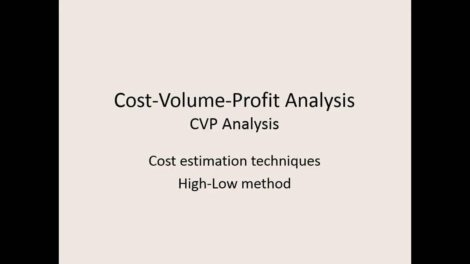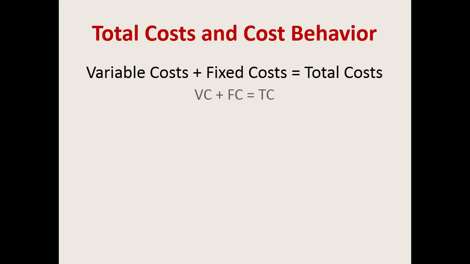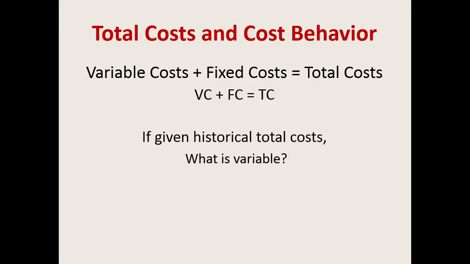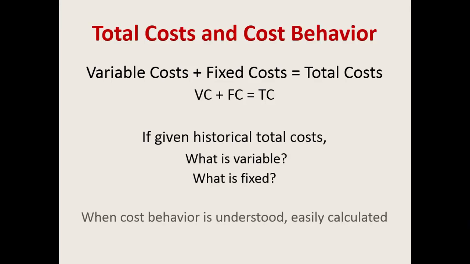A popular and fairly simple cost estimation technique is known as the high-low method. This is part of CVP analysis: cost, volume, profit. So if you know total cost, because variable cost plus fixed equals total, then looking at that total, what is variable and what is fixed? Well, if you understand the cost behavior, it's easy to calculate.